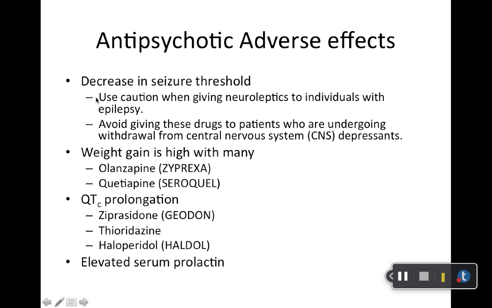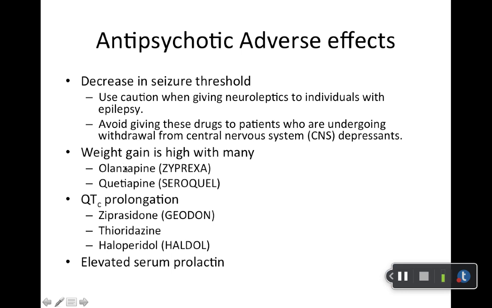More on the adverse effects. So a decrease in seizure threshold. Some are worse than others, but definitely something you need to be cautious with, especially people who have a history of seizures, or if there are other drugs that can cause seizures, or if the person is withdrawing from certain drugs, certain medications on a drug withdrawal. Again, increased risk for seizures.